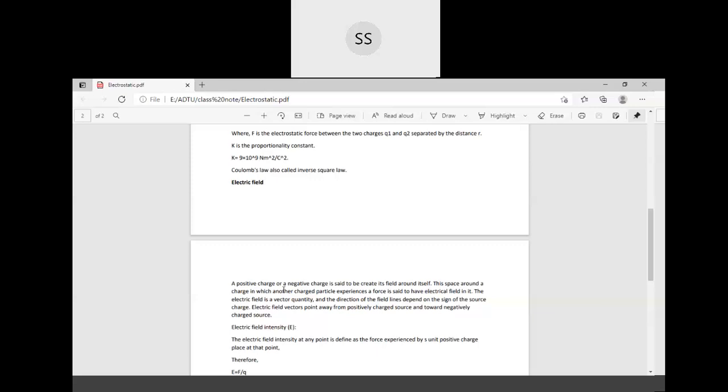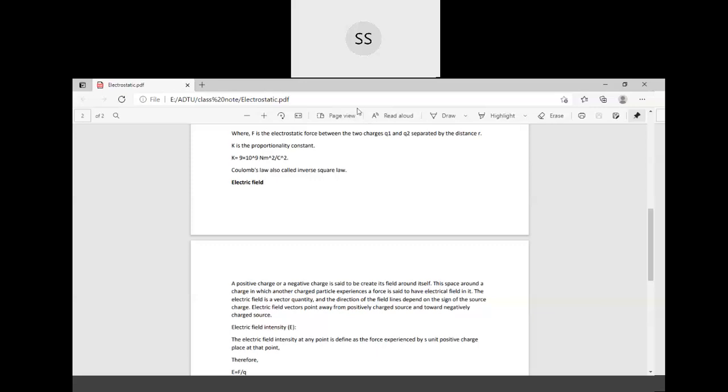And the direction of the field lines depends on the sign of the source charge. So the direction will depend on the sign of the source charge. If the source charge is positive, then the direction will be outward, since we always take the test charge as positive. So positive, positive repel. So the direction of the electric field will be outwards. And if the source charge is negative, the direction of the electric field will be inwards.